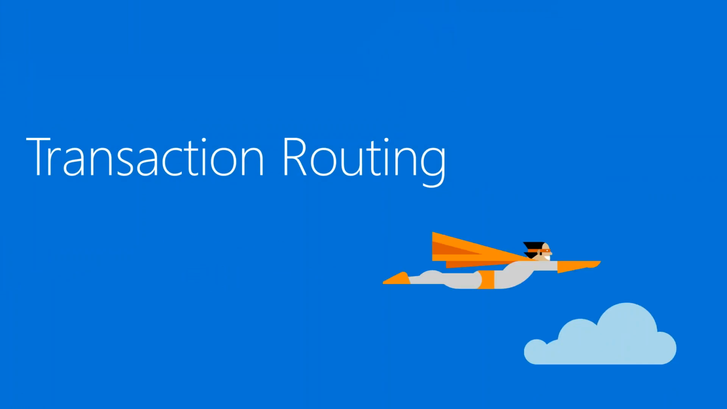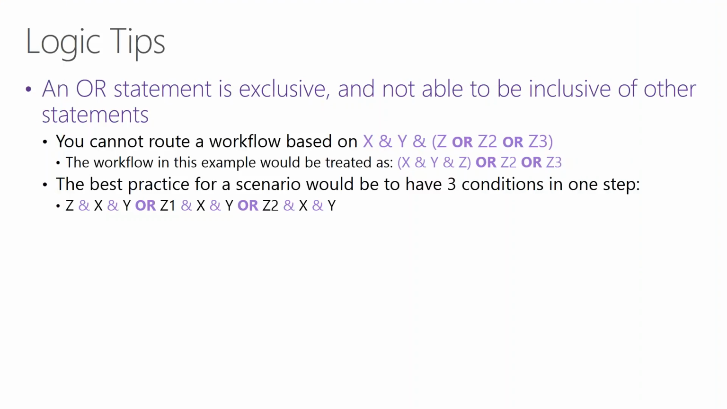And we're going to talk in terms of the actual slide deck about some of that transaction routing that's available, similar to what we just looked at in the demo. Some of the logic tips that are available: an OR statement is exclusive, so it's not able to be inclusive of other statements. Some things for you to remember while you're looking at these, and some logic that you might want to employ, is available to you here in this webinar and on this slide deck, so you can go back and reference it if you needed to look at one of these later on. Best practice for a scenario would be to have 3 conditions in one step, similar to what we have showing there.